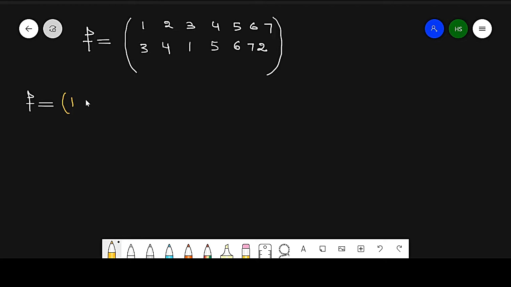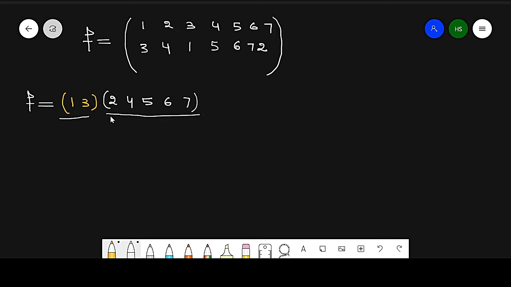Start from 1: 1 goes to 3, 3 goes to 1. So it completes one cycle. Second, start from 2: 2 goes to 4, 4 goes to 5, 5 goes to 6, 6 goes to 7, and 7 goes to 2. So it is a product of two cycles. This cycle is of length 5 and this cycle is of length 2. A cycle of length 2 is called a transposition.